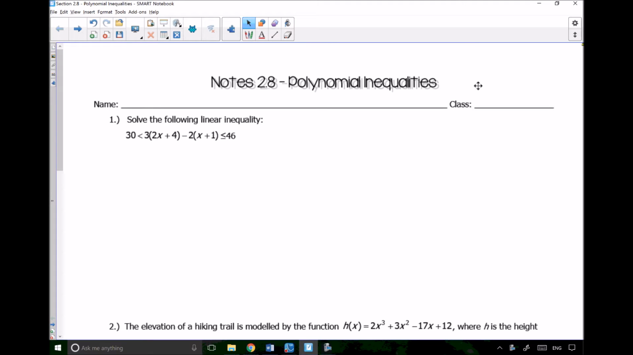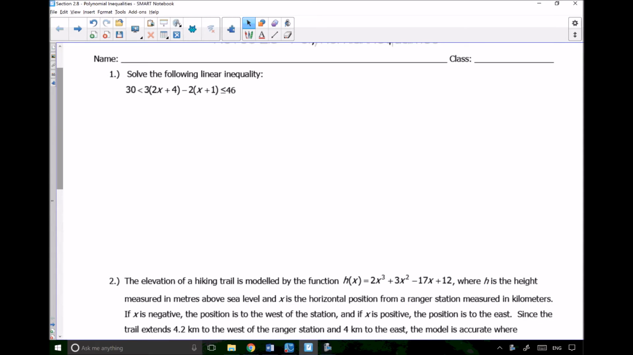Hello, we are looking at notes 2.8, which are in polynomial inequalities. Before we get into polynomial inequalities, I want to get into how to do linear inequalities. I feel like you guys are okay with single linear inequalities. You just solve it like a normal equation. But I just want to make sure you guys are okay with double or compound linear inequalities.